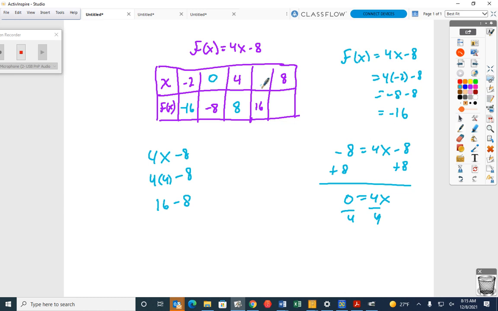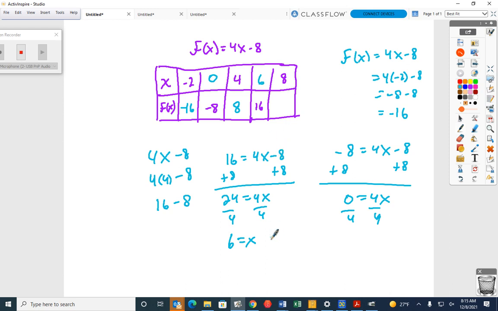Samir, what am I going to replace on this one? The f and x. Okay, so that's 16 equals 4x minus 8. I add 8 here and I add 8 here. What is 16 plus 8? So 24 equals 4x. Divide each side by what here? By 4. Very good. And what do you have? 6. 6 equals x. This is 6.